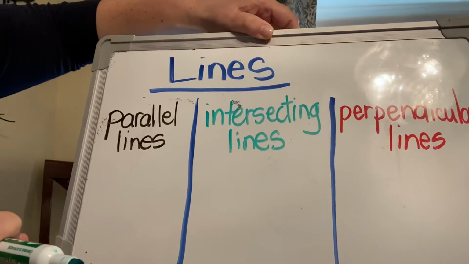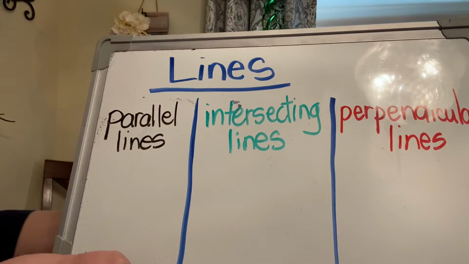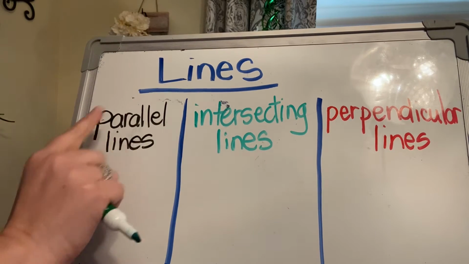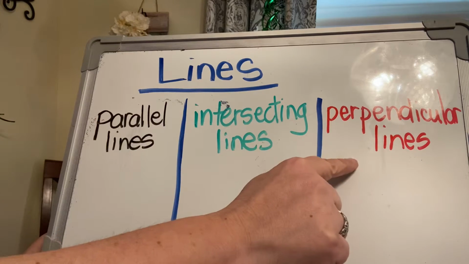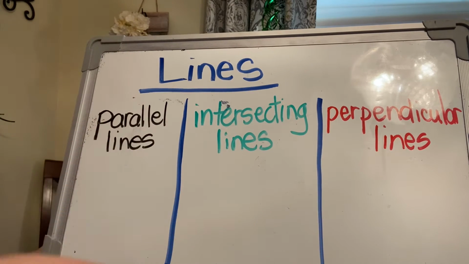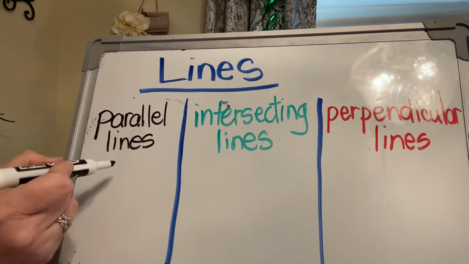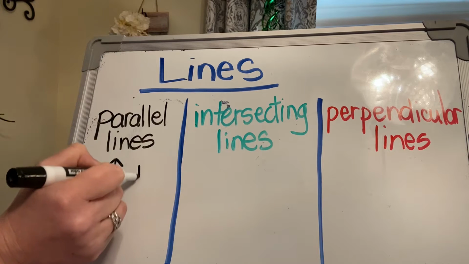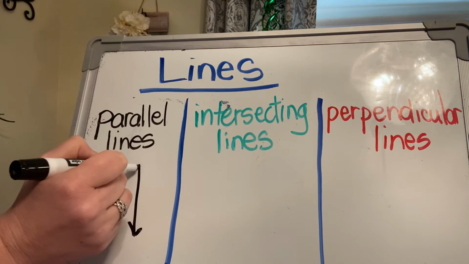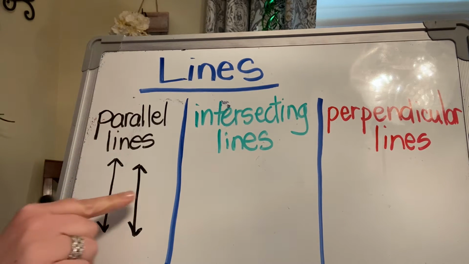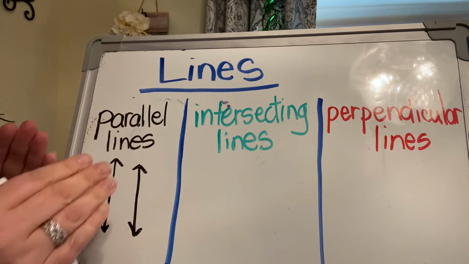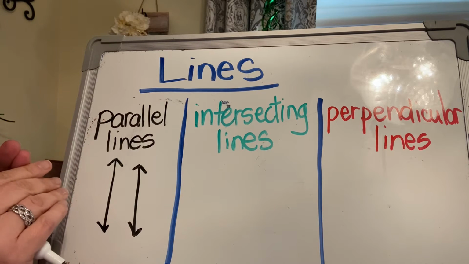So I'm going to flip this around. The last 2 days you were working with parallel lines, intersecting lines, and perpendicular lines. Parallel lines are lines that are the same distance apart, but they don't touch. There's no curves in them. They're straight lines, same distance apart, and they never touch. They never come together at any point.